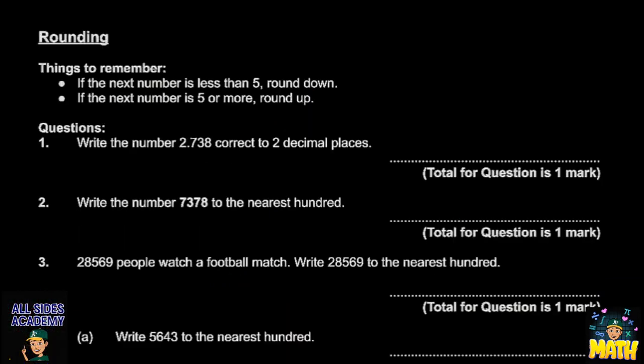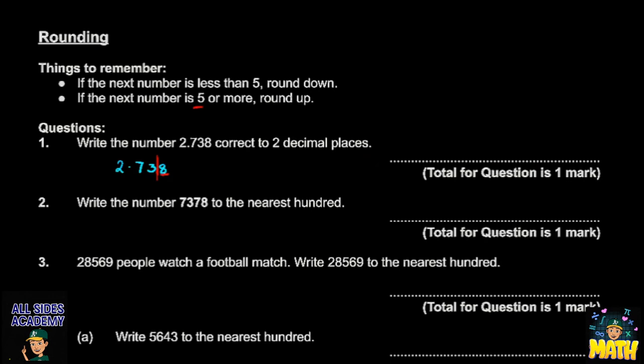Rounding. Things to remember: if the next number is less than 5, round up. If it's greater than 5, round down. So here we are to round this to 2 decimal places. So you count the first 2 decimal places. The next number right there, 8, it's 5 and above.